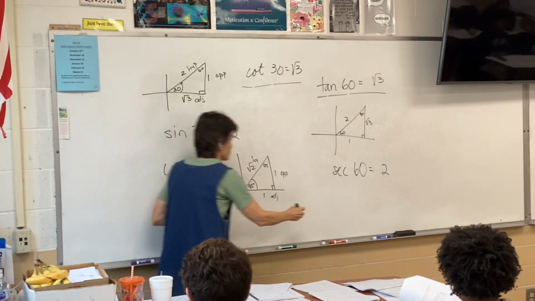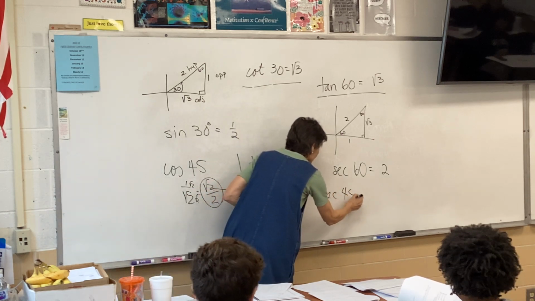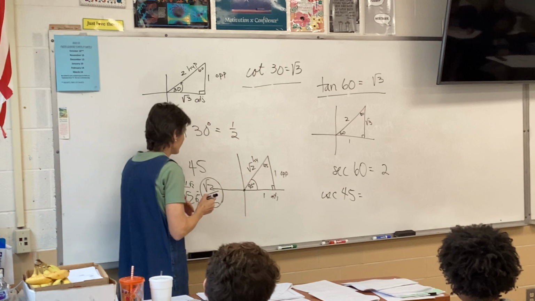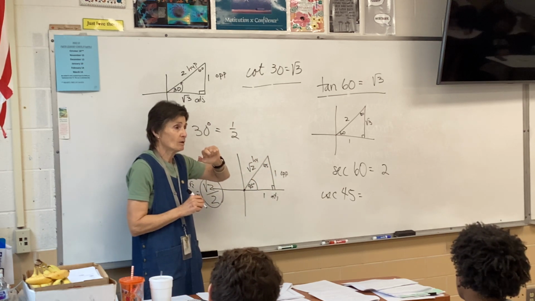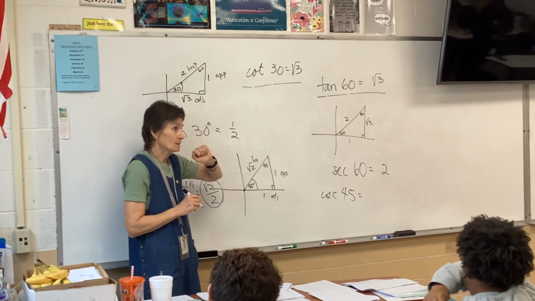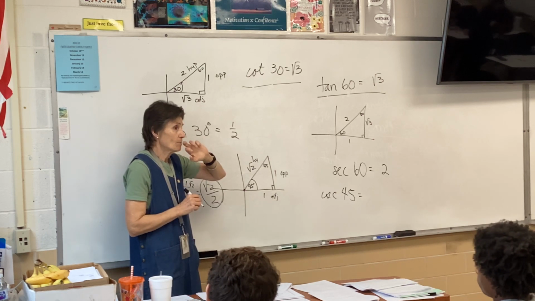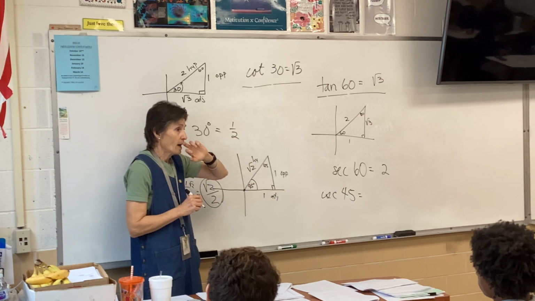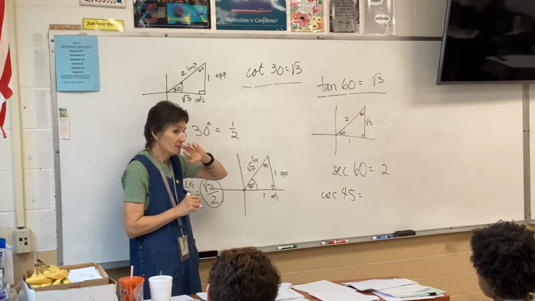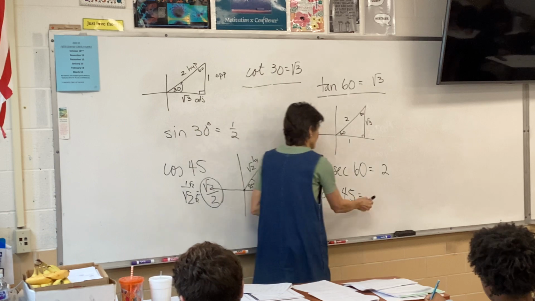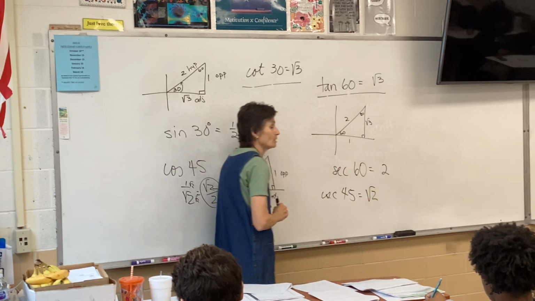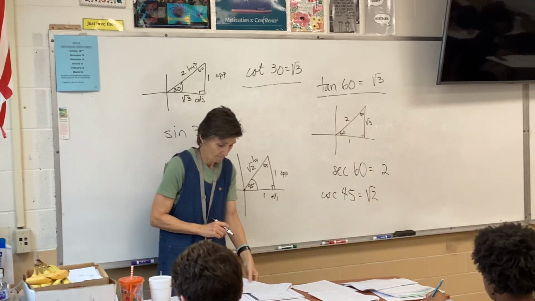I can use this picture right here. Cosecant 45. Here's a picture. Cosecant is the reciprocal of sine. So hypotenuse over opposite. Hypotenuse over opposite will be root 2 over 1 or root 2.